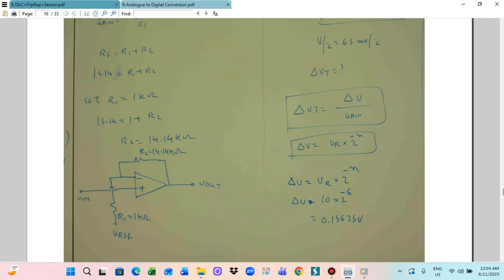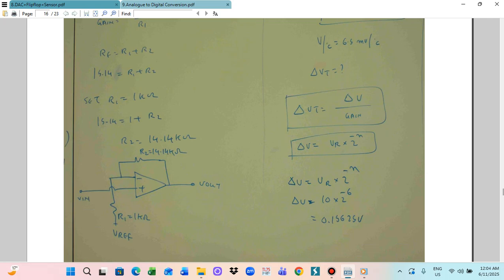Okay, firstly we calculate delta V. The reference voltage is already given as 10 volt, and the number of bits is 6. So delta V is equal to VR multiplied by 2 power minus n, which is 10 multiplied by 2 power minus 6. Then we get delta V as 0.15625 volt. So this is the delta V.